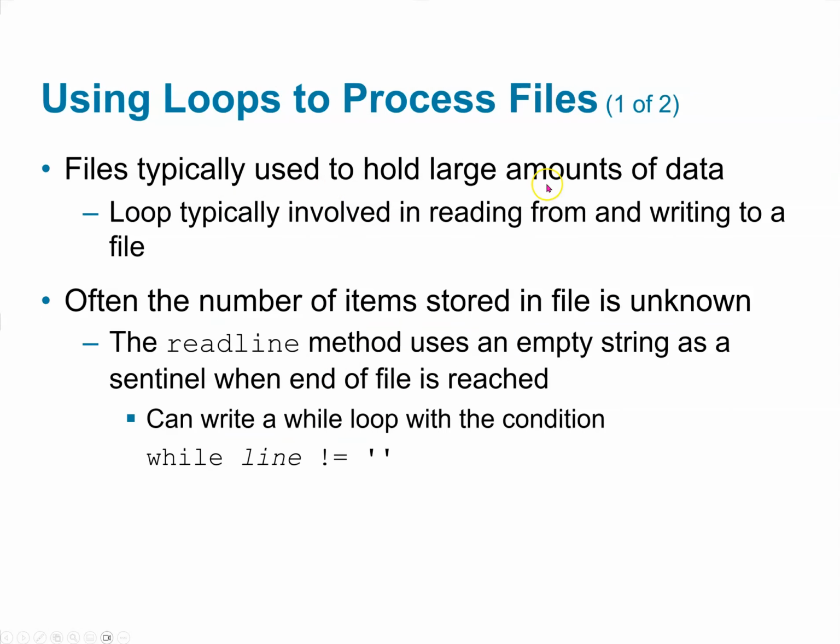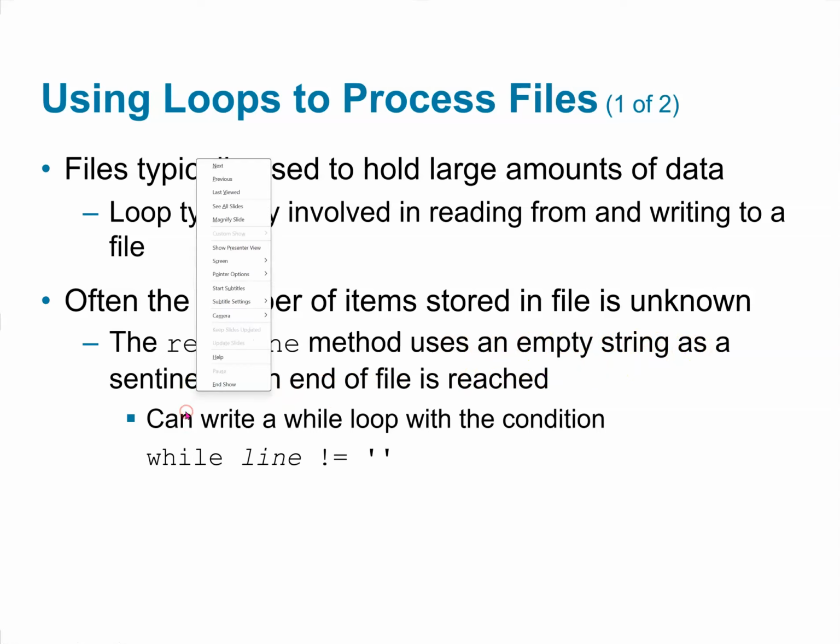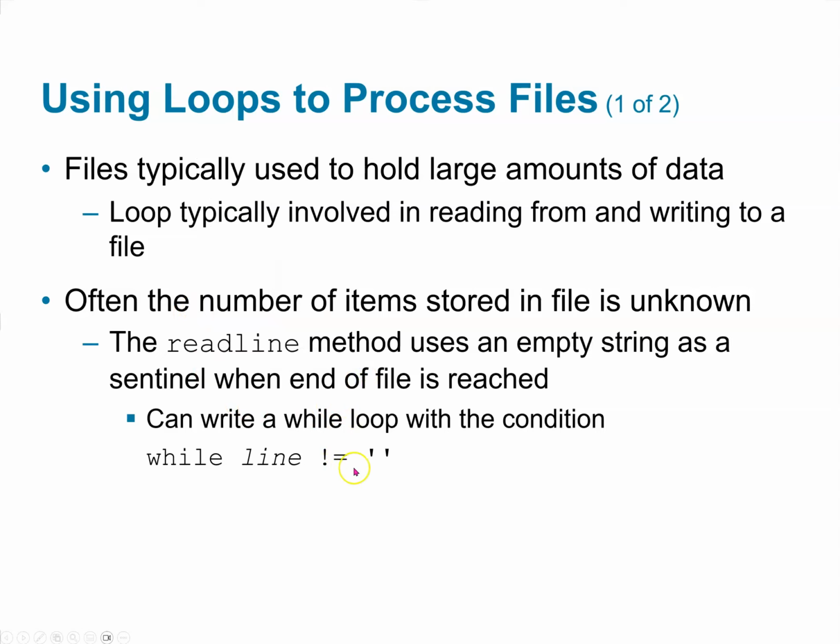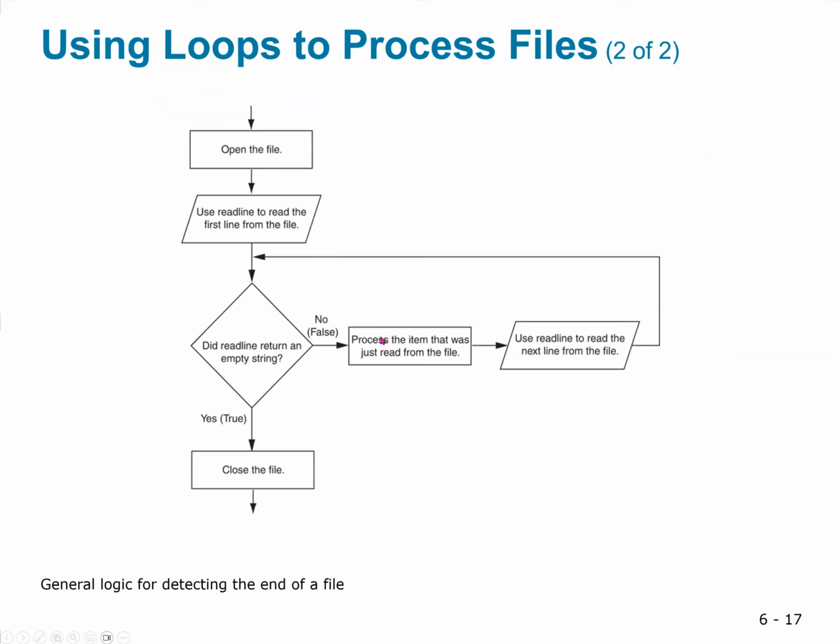Files are typically used to hold a large amount of data. A loop is typically involved in reading from and writing to a file. Often the number of items stored in a file is unknown. The readline method uses an empty string as the sentinel when the end of file is reached. You can write a while loop with the condition while line doesn't equal the empty string.